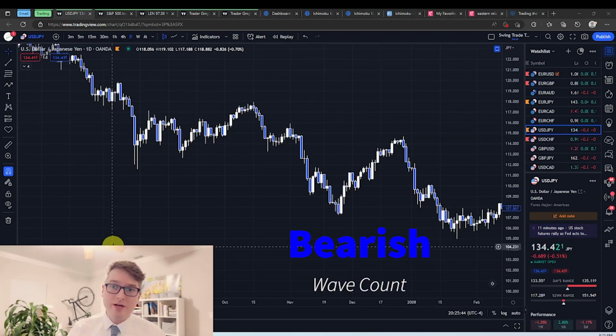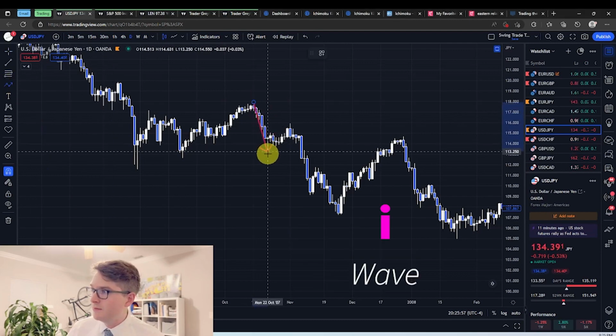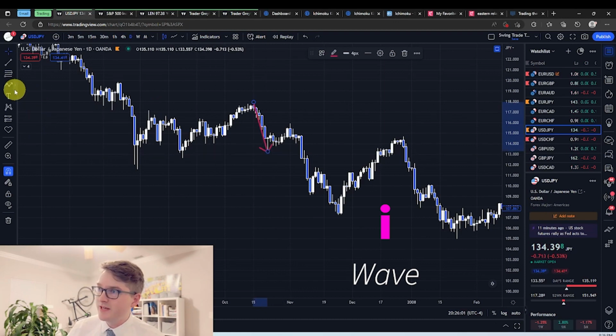Okay, so here we are, guys. We're going to do the exact same thing on a US dollar Japanese yen chart, but now it's just going to be in the bearish market direction. So watch me and follow my cursor as I draw in the first I wave. Boom, there's the first I wave. We have an impulse wave down.